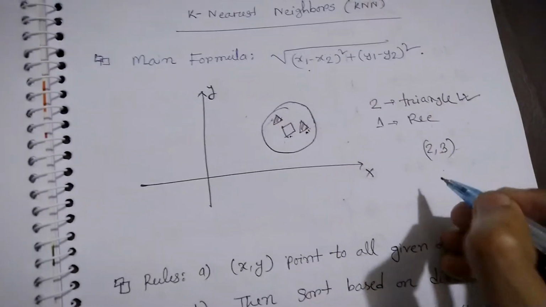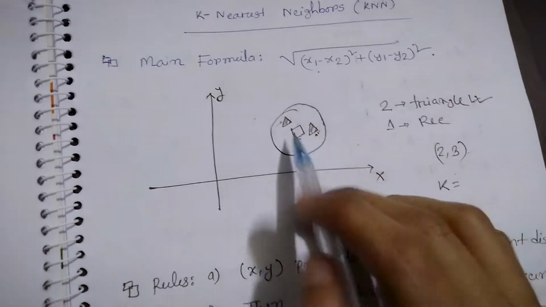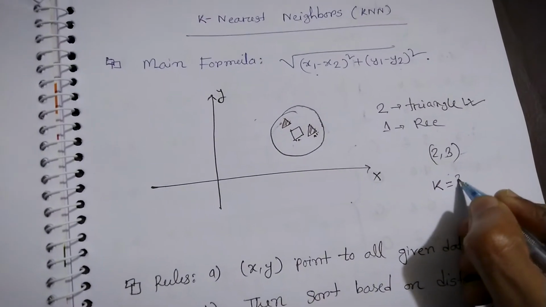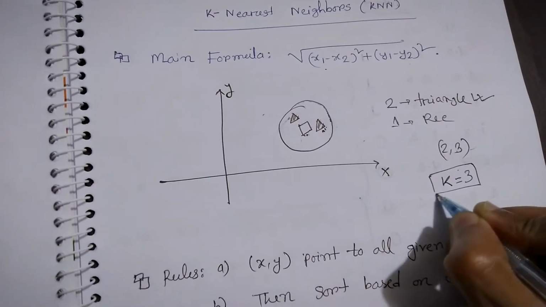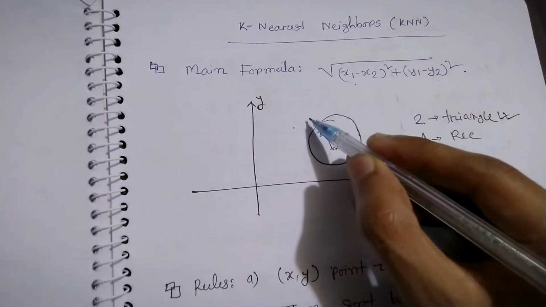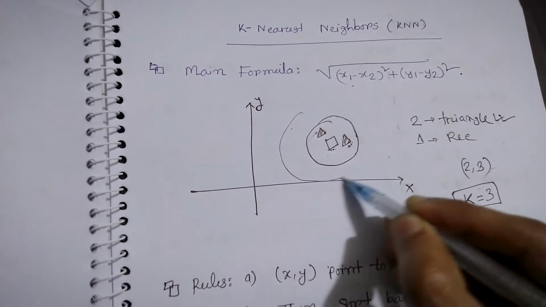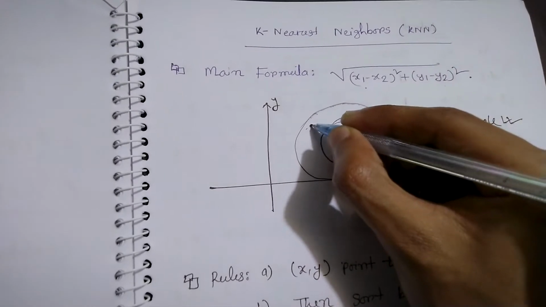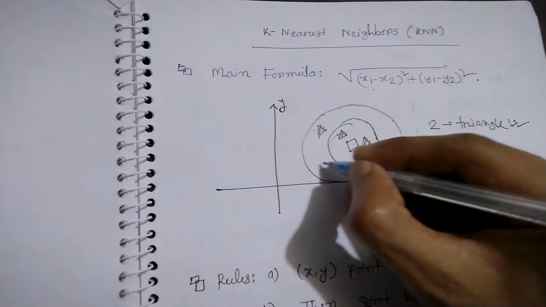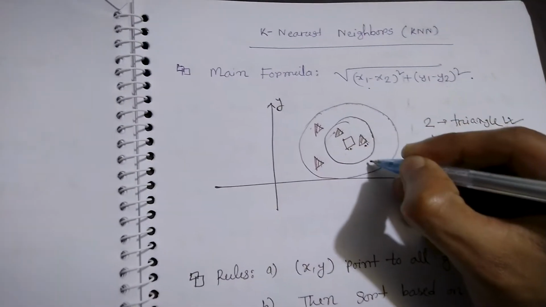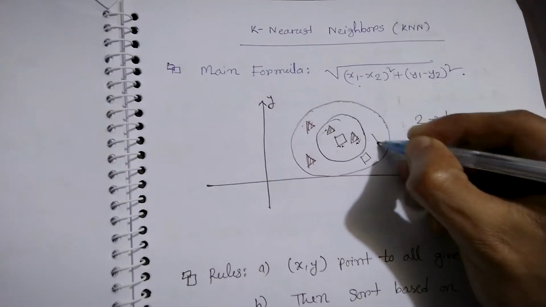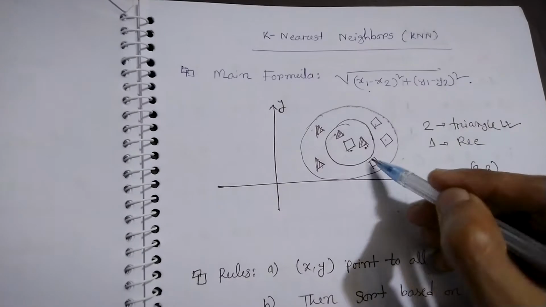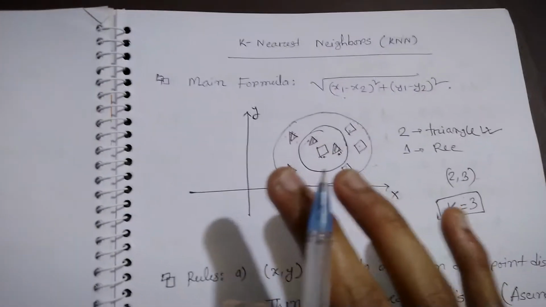So one more thing you need to understand: k. Here in one cluster we have only 3 values, so our k is 3. We can have k equal to 5 as well. Suppose this one. In this we have 2 triangles and 3 rectangles. So total 1, 2, 3, 4, 5. So in total we have 5 values.